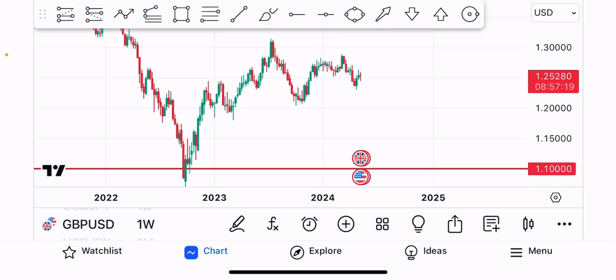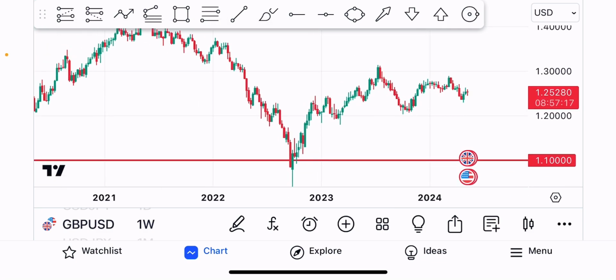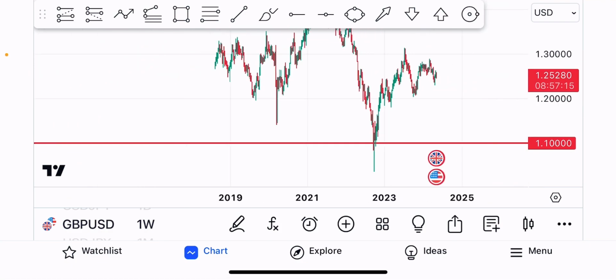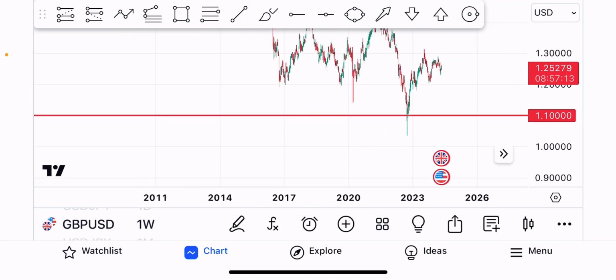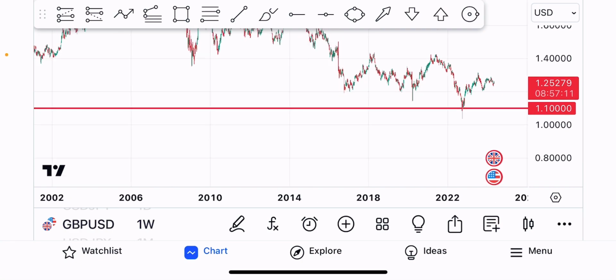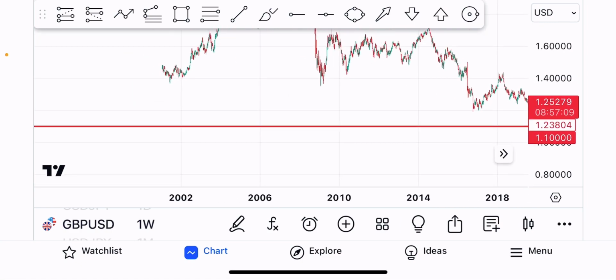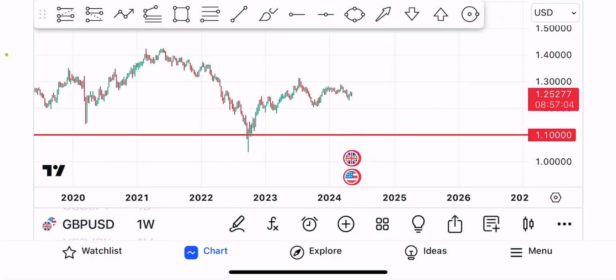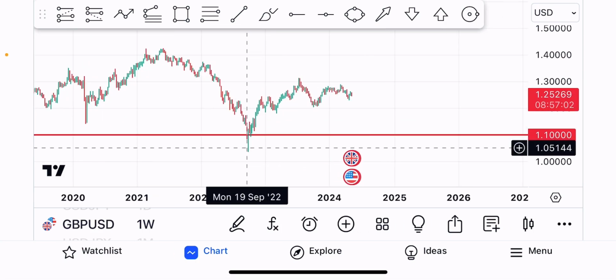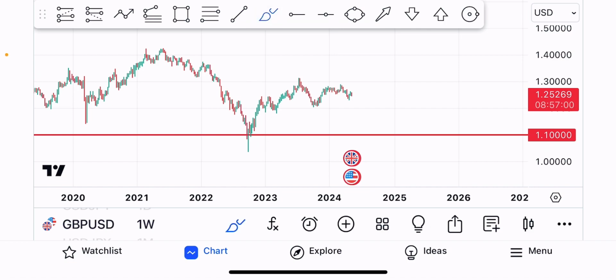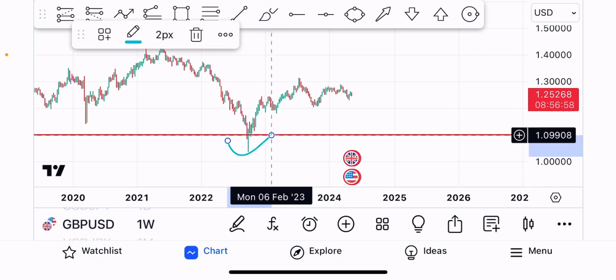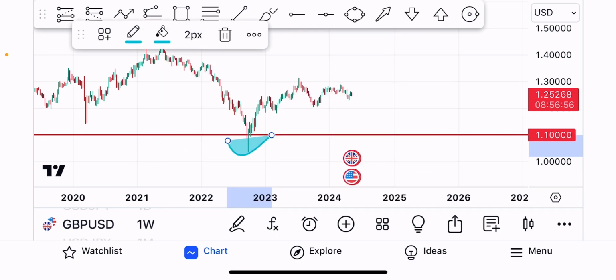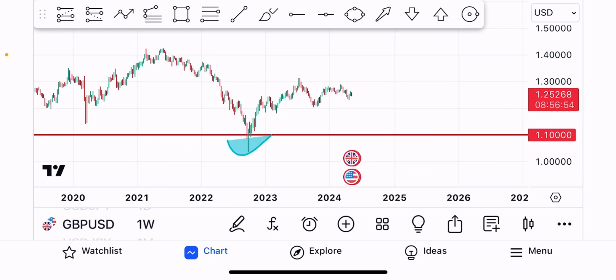So in this weekly time frame chart outlook of GBP USD, tracing this chart to the historic level, we can see that there's never been a time price traded as low as 1.1 except the month of September in 2022. So for price to spike to this downside means that it is a start of a new trend.